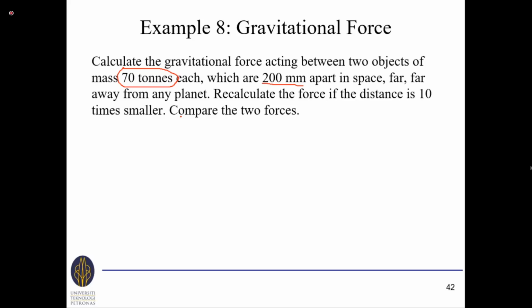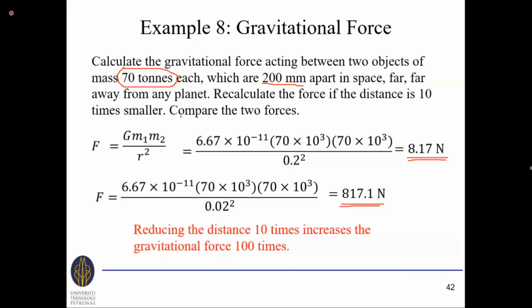So the calculation should look like this, and your answer will be like this. Because the distance is reduced by 10 times and the distance has a square, you can see that the force is increased by 100 times. So the answer for number one, the first one, is 8.17 Newton.